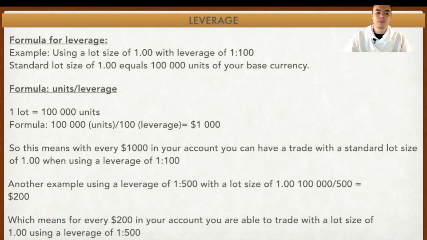Okay. Another example, using a leverage of 1 to 500. So not 1 to 100, 1 to 500. So lot size 1, 100,000 units of the base currency. Okay, 100,000 now, instead of divided by 100, it is divided by 500. So your leverage is bigger. This equals $200. So with a bigger leverage, this means now instead of 1,000, every $200 in your account, you are able now to open a trade with a lot size of 1, using a leverage of 1 to 500.